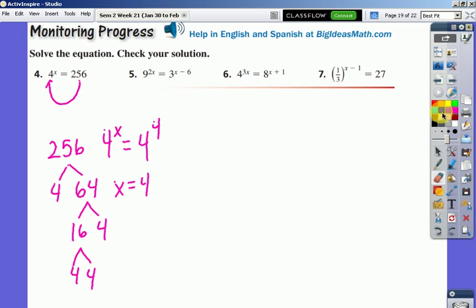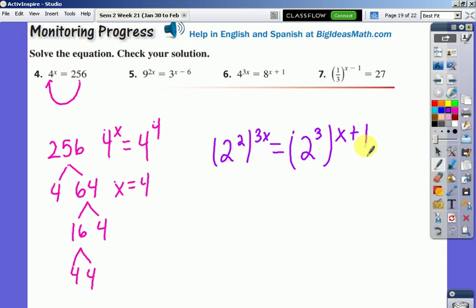So for number 6, that's going to be 2 squared, and then I have the 3x on the outside. And then, how can I express 8 in terms of base 2? 2 to the what power? Well, 2 squared is 4, 2 cubed. Okay, so in this case, I have 2 to the 6x.